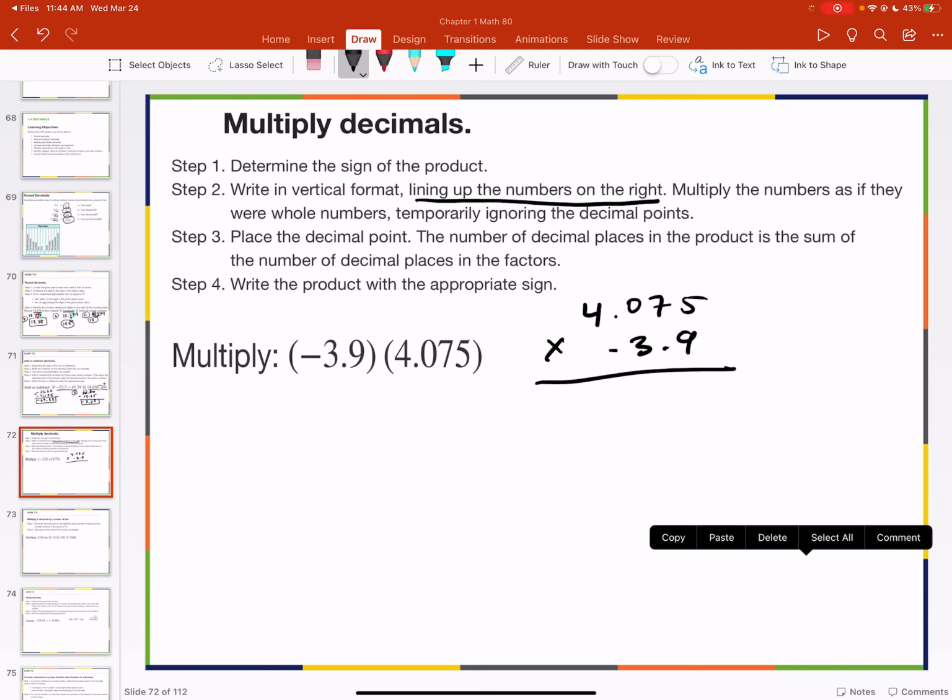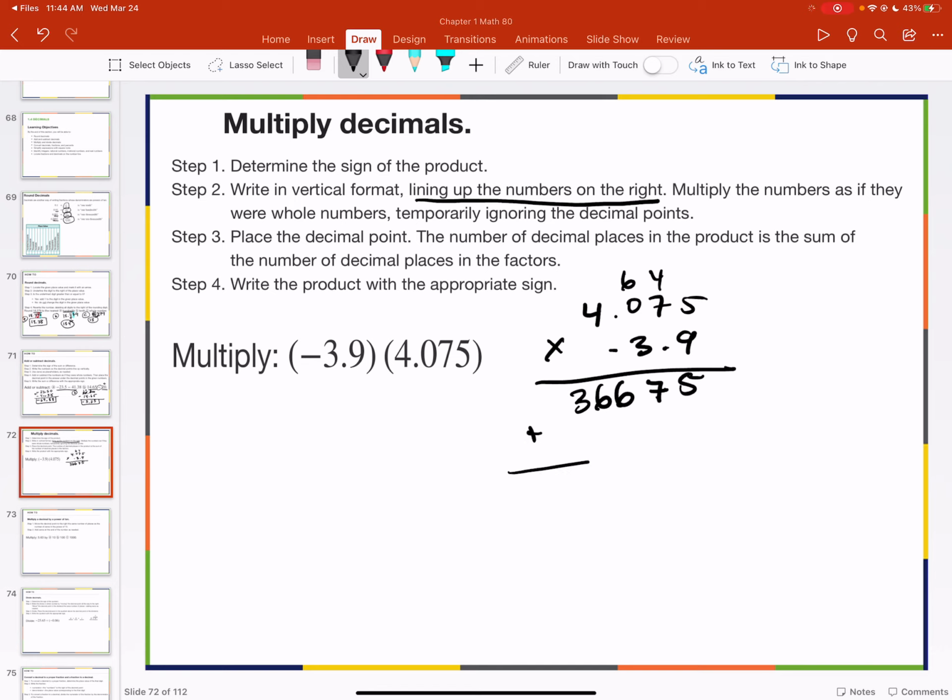At the end, the product has to have the same number of decimal places as the sum of the decimal places in the factors. So let me go ahead and first multiply. 9 times 5, 45, write 5, carry the 4. 7 times 9, 63, plus 4 is 67, carry the 6. 9 times 0, 0, plus 6 is 6. 9 times 4 is 36, okay?